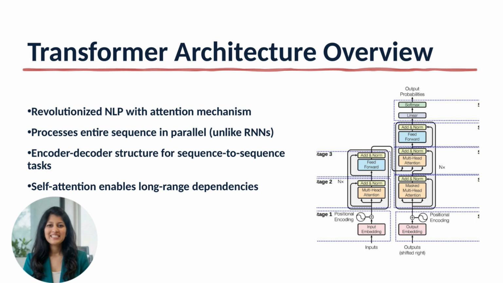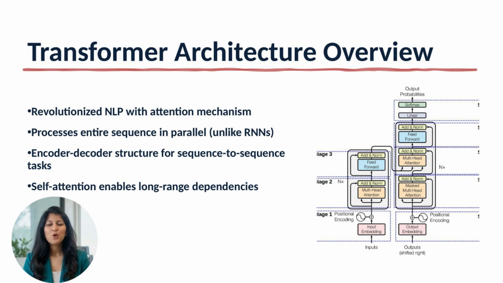Transformers process the entire sequence at once. All tokens are processed in parallel. There's no sequential bottleneck. This enables much more efficient training on modern hardware like GPUs and TPUs. The attention mechanism allows each token to directly attend to any other token regardless of distance. Information can flow across the sequence without passing through intermediate states.